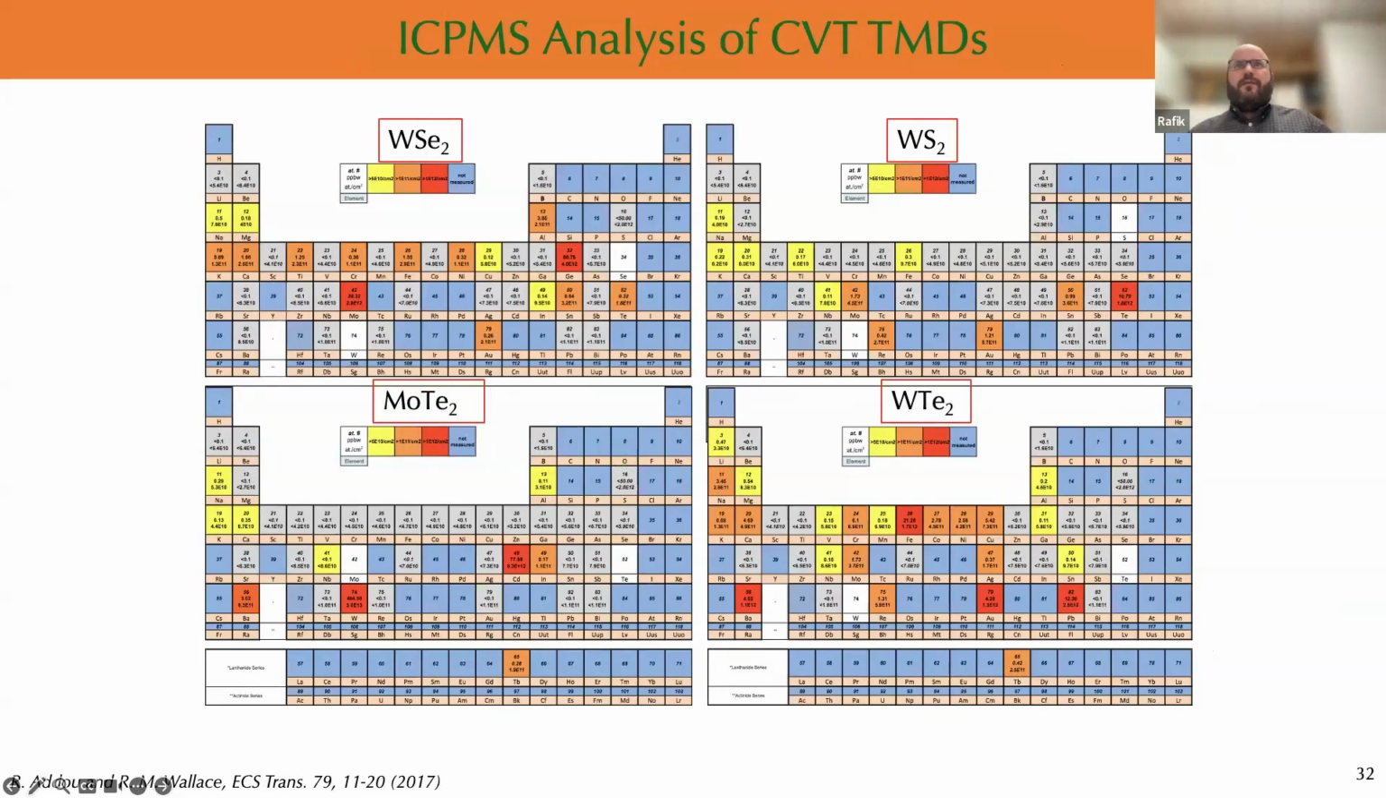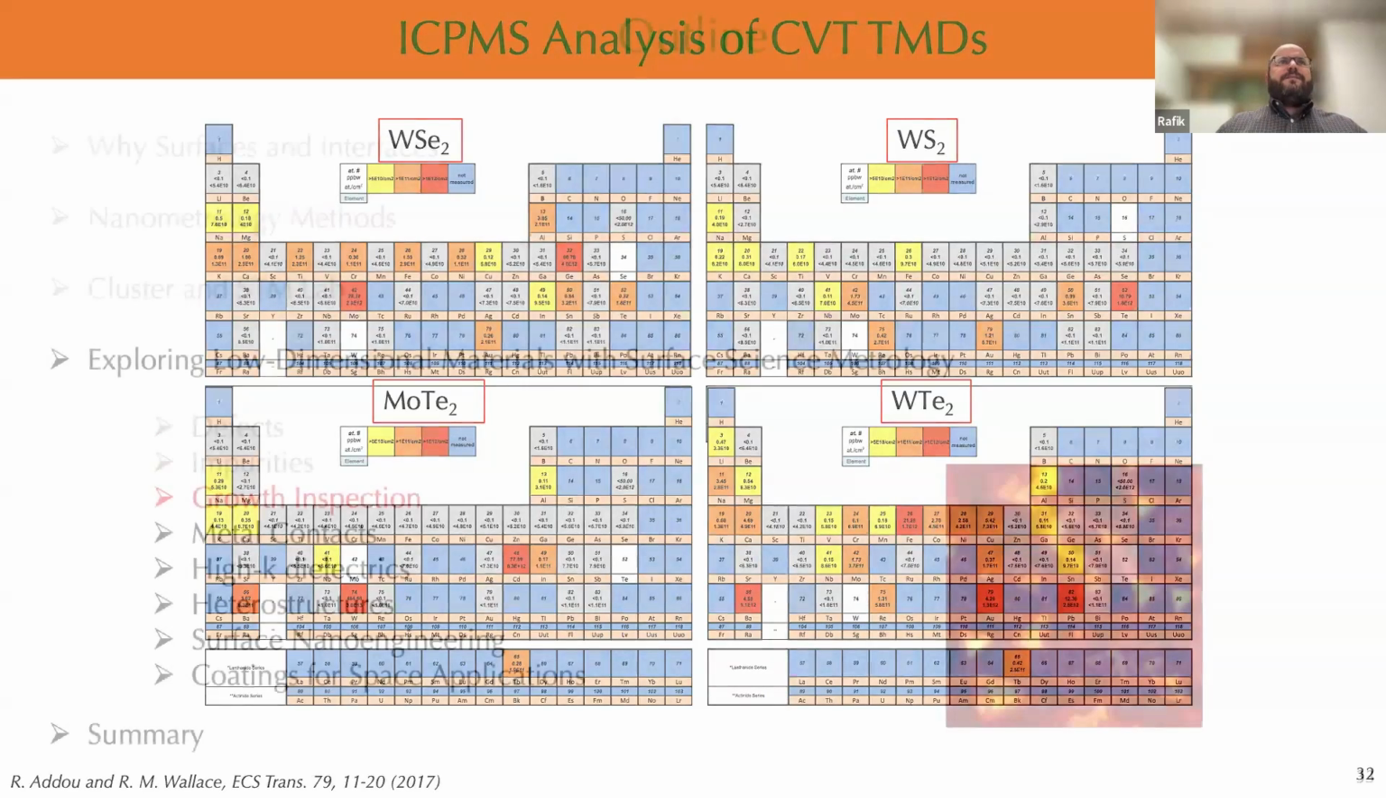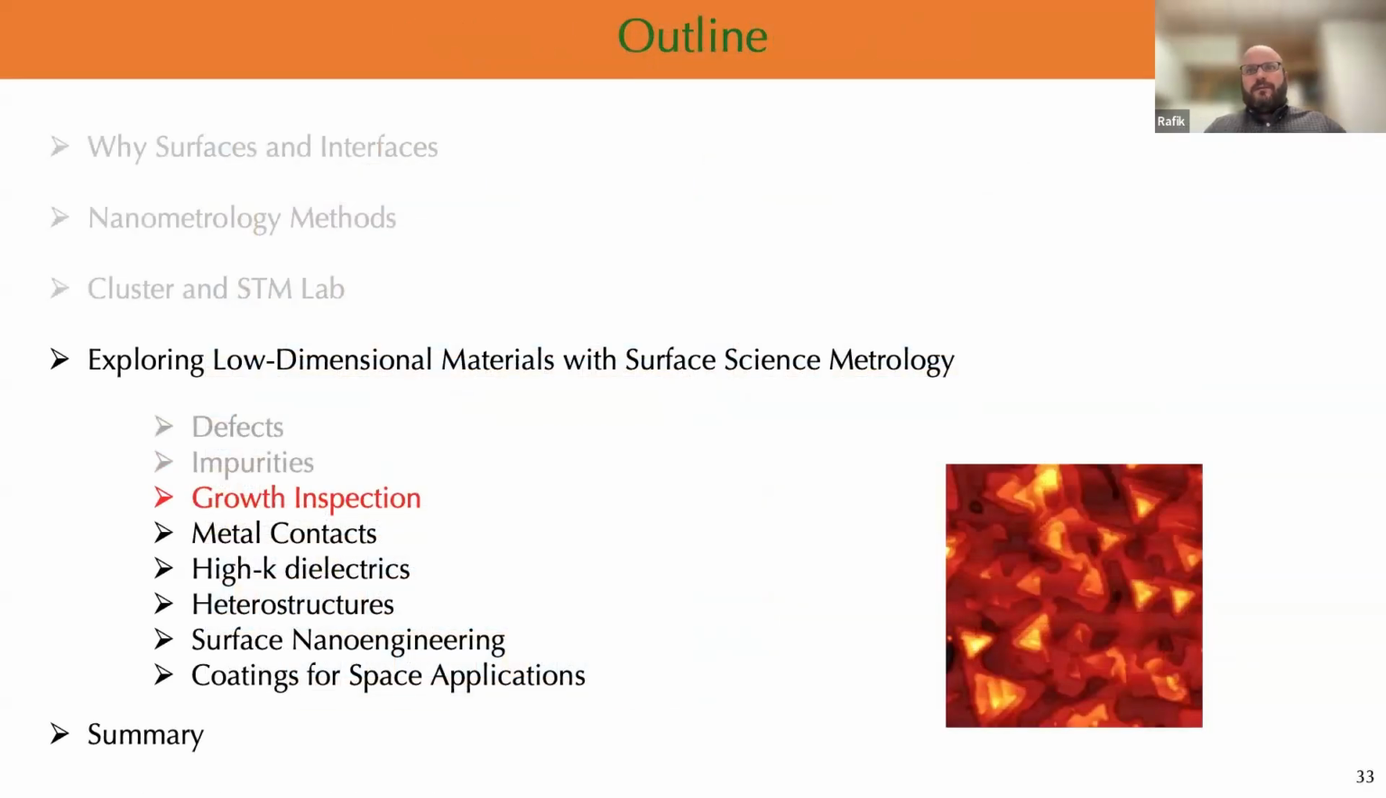So this is just a summary for other TMDs that we did: tungsten selenide, tungsten sulfide, tungsten telluride. A lot of growers in the world need someone to inspect their materials and give them the quality of their materials. For that, they always use the tools that are present, especially in the clean room: scanning electron microscope, XRD, XPS, AFM.